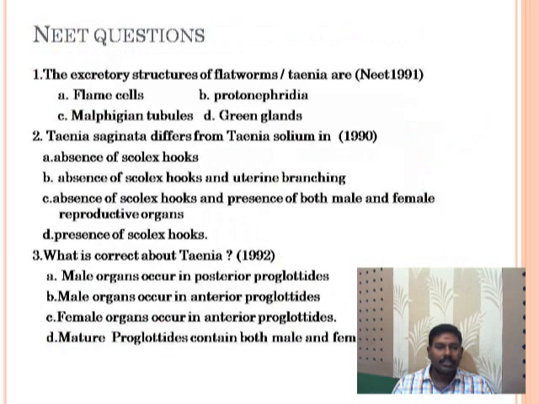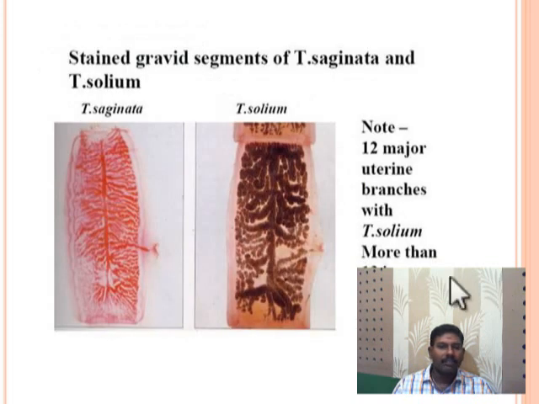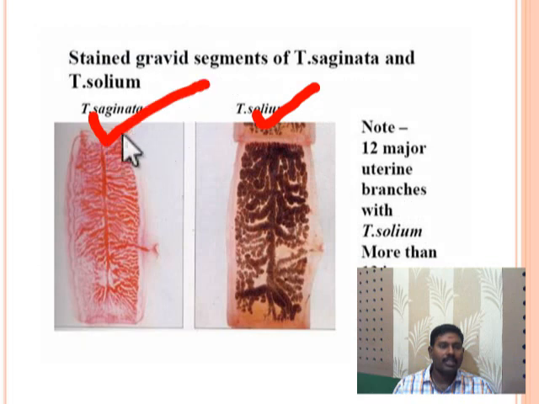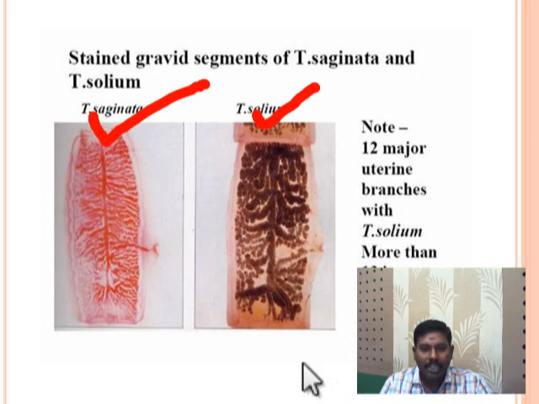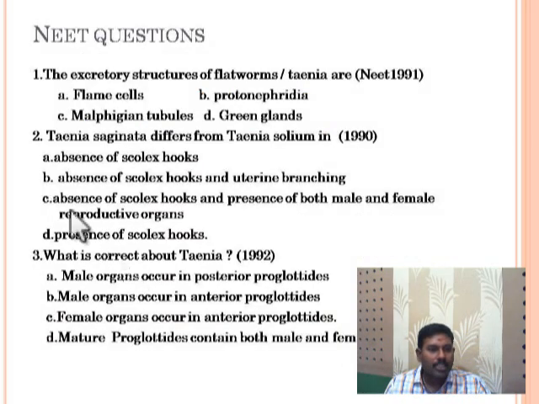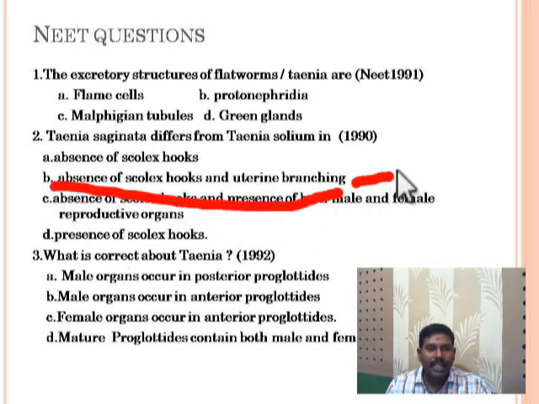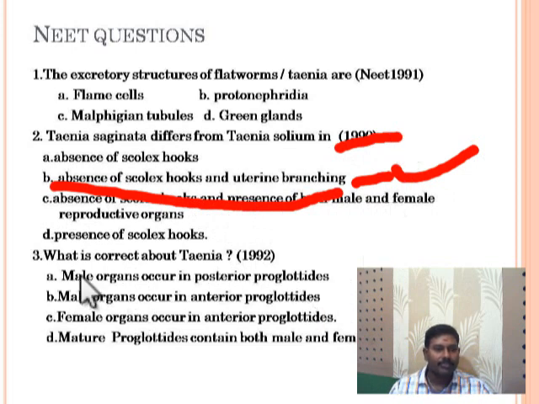So what they are asking is absence of scolex hooks. Scolex means head. So this is right, but in addition uterine branching is seen in the next option. We have discussed 12 uterine branches in Taenia solium, more than 13 in saginata. So there will be a difference in the number of uterine branches between solium and saginata. So option 2 will be the perfect right answer for the question. This was asked in NEET 1990.